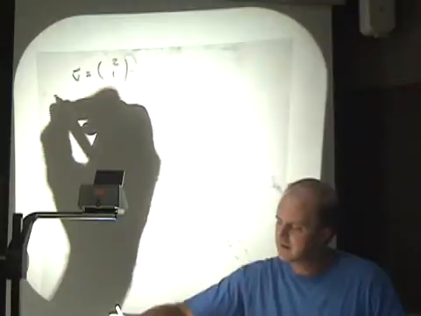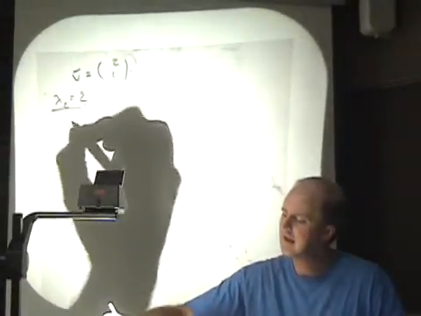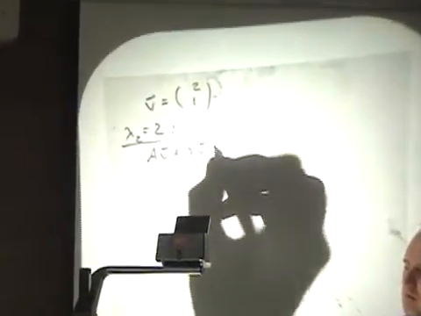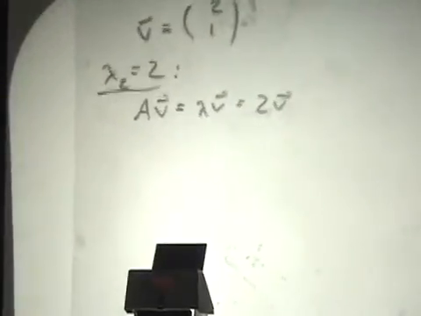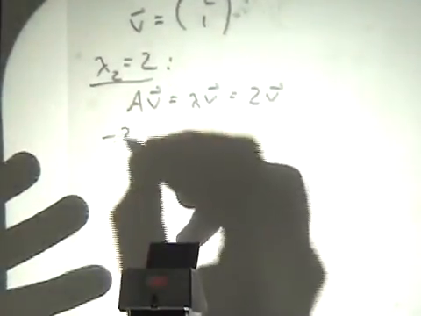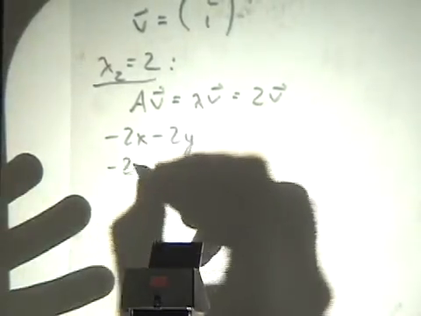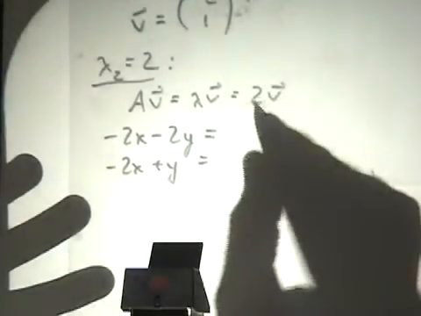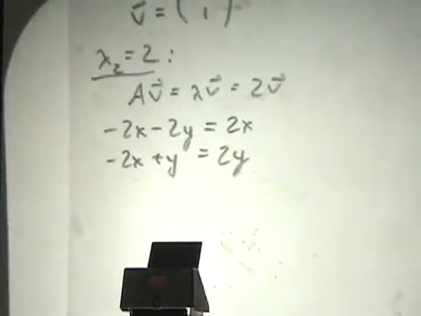Now go to the other eigenvalue. That was 2. And think about the same equation with lambda replaced by 2 instead of negative 3. Think of it in terms of scalars. I've got negative 2x minus 2y and negative 2x plus y on the left-hand sides again. And then 2 times x and 2 times y for the right-hand sides.